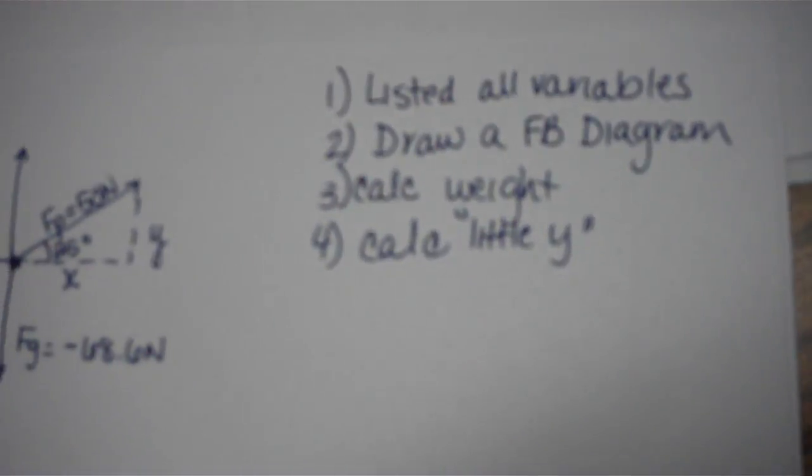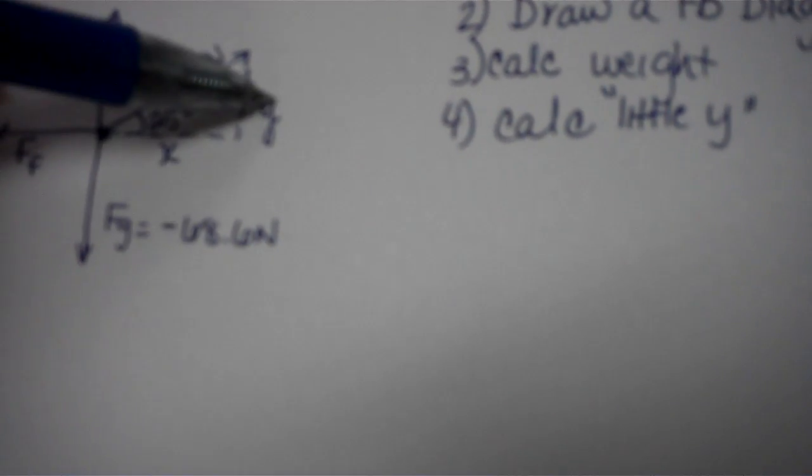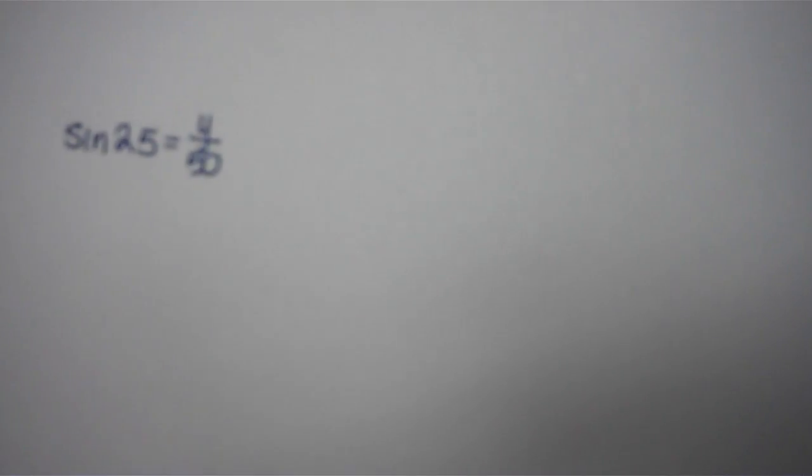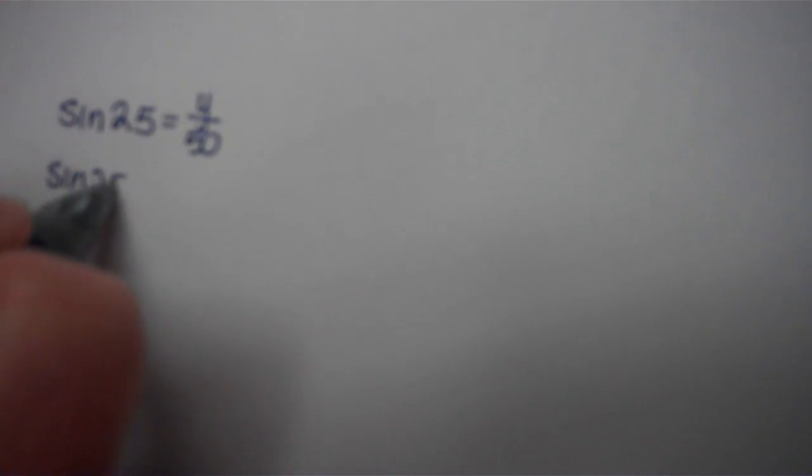So if we look here, we've got the y, which is opposite, and we have a hypotenuse. So opposite and hypotenuse means that we have to use sine. So the sine of 25 is equal to our opposite, which is y, over 50. So we have sine 25 times 50, and our little y value is sine 25 times 50. We get 21.13. So our little y value is 21.13.